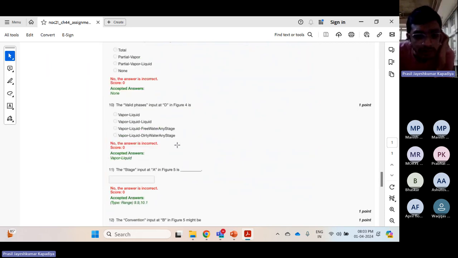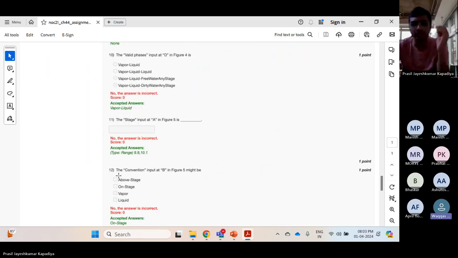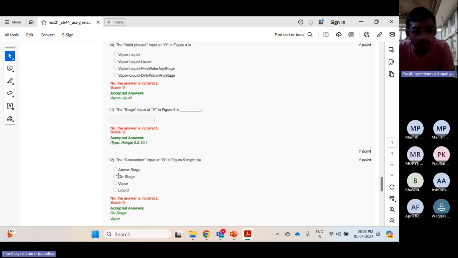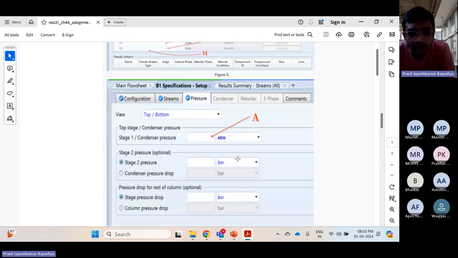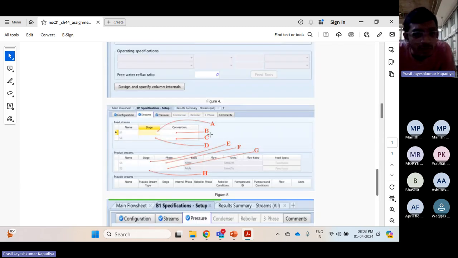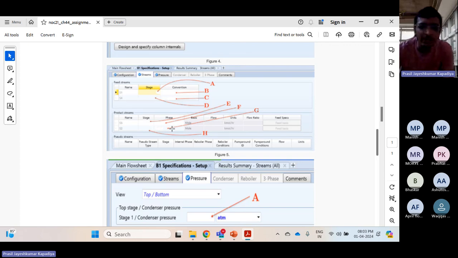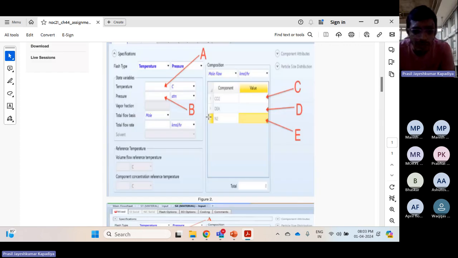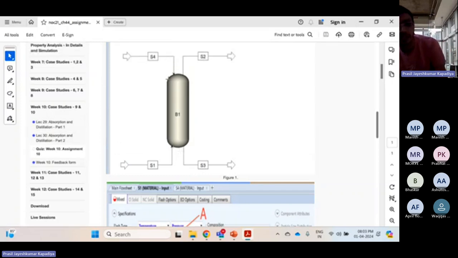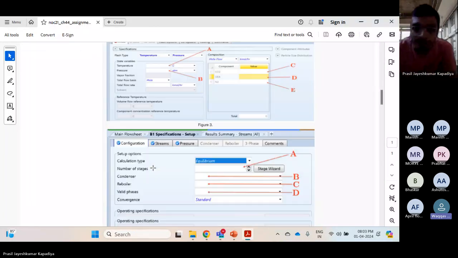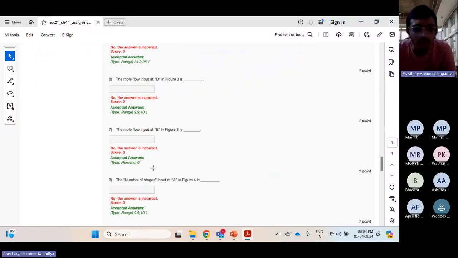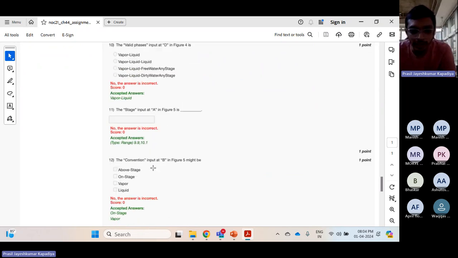I'm sorry, at which question number were we? I feel 12. Yeah, 12. The convention input at B in figure 5. So this is figure 5, and B. Here there is only one input. Why are they saying two inputs, if we can't add phase here, right? And if we can add the phase, then S1 should be vapor phase, and S4 should not be vapor. S1 should be vapor because vapor has a tendency to go up. S1 would be vapor and S4 would be liquid. But I don't know. We can't add vapor there, right? We can only add on or above stage, as far as I know.